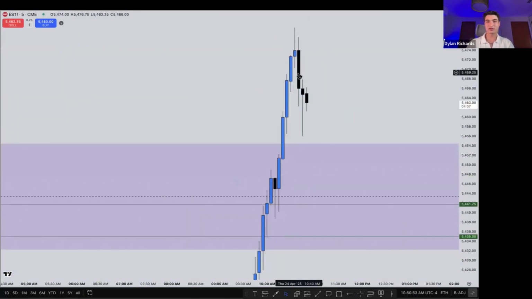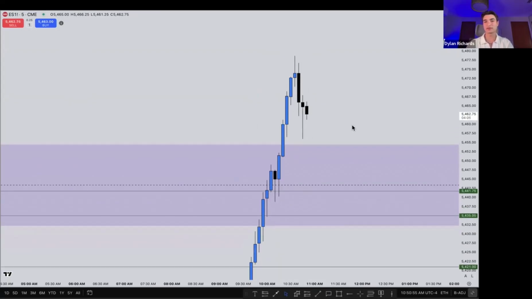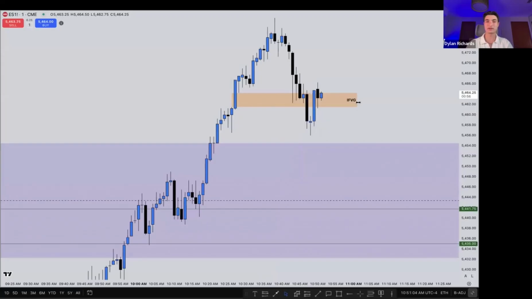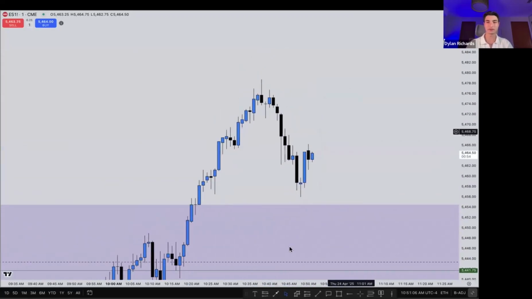5-minute fair value gap. Want to see if we can trade into that. If they leave it open and break down, then I will look to take one more potential short. But right now, I want to read the order flow because if the market's going to keep going higher, then I don't want to take another short setup.